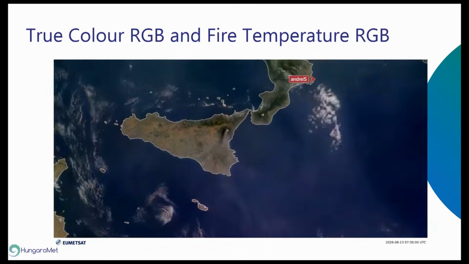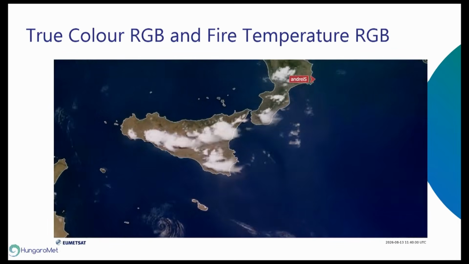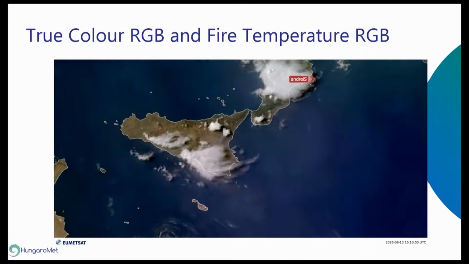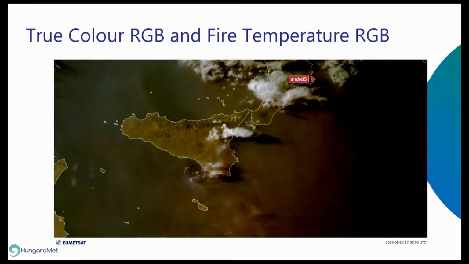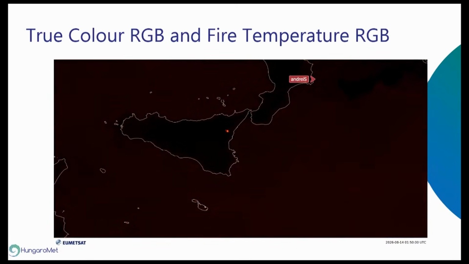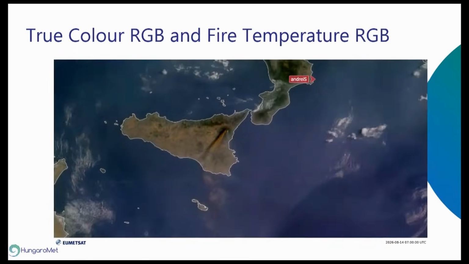Okay, so here we have the true color RGB and the fire temperature RGB at night. This is a loop of almost 2 days, a couple of days. We can see that in the fire temperature RGB, it looks like there's a fire there, but it's actually the lava which we are looking at because of the temperature. And then we can see the volcanic ash.